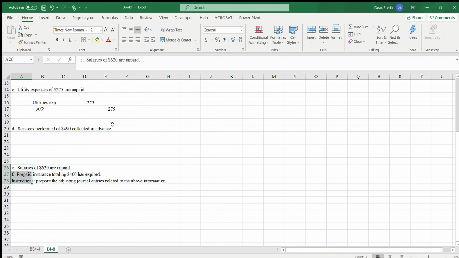Services performed of $490 were collected in advance. So again, we got this money ahead of time. Somebody came in and gave us money to do a job. Since we had not yet done that job, that's a liability. That is an unearned revenue. When we perform the obligation or the service or whatever needs to be done, then that becomes revenue. So I'm going to debit my unearned revenue and then credit my revenue account for the $490.